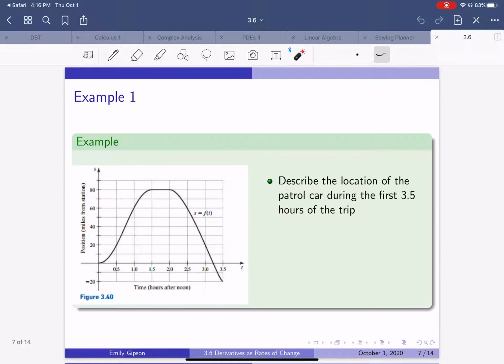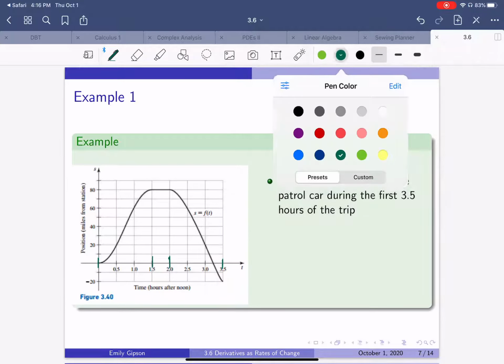So let's describe the location of the patrol car during the first 3.5 hours of this trip. The trip lasts exactly 3.5 hours. So let's break it up into a few segments. I'm going to break it up like this. Maybe I need a different color.